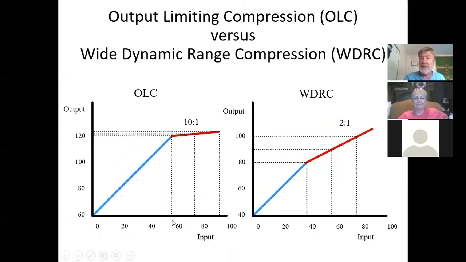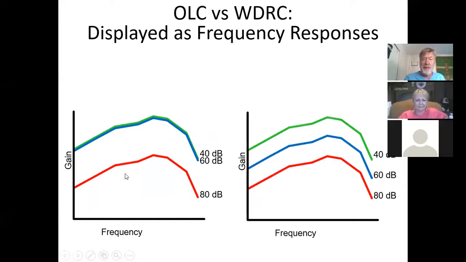Witness here. Again, 60 in, a lot of output. 40 in, a lot of output. Suddenly 80 in, the hearing aid slams on the brakes. So in a frequency response, now the gain went way down with an 80 dB input. Now look on the right.